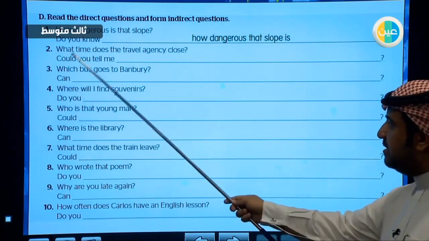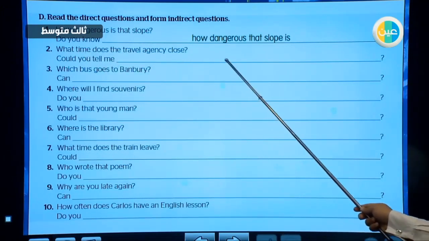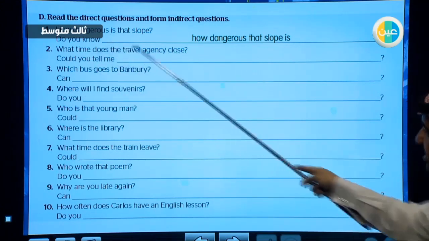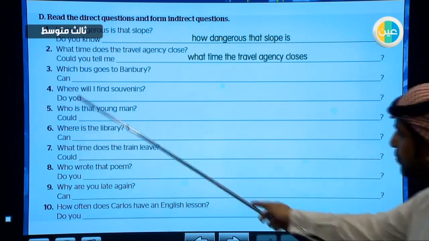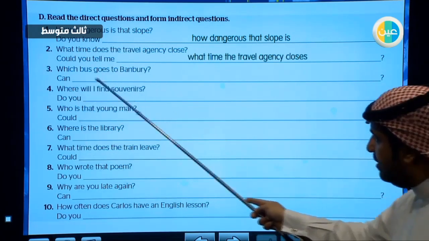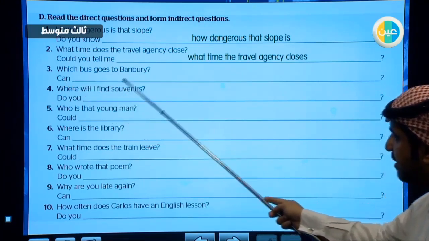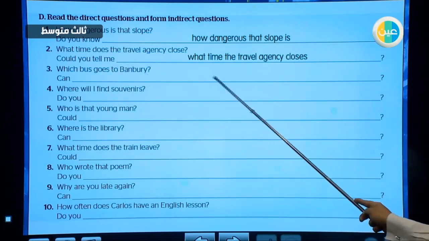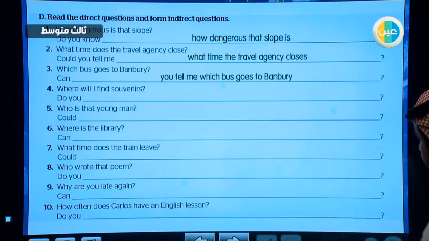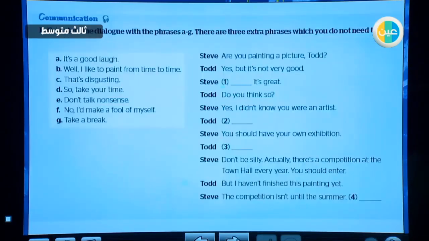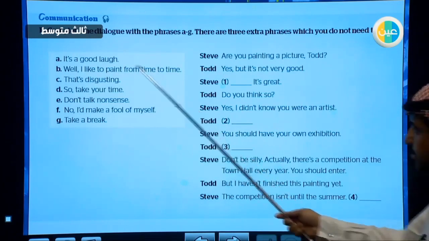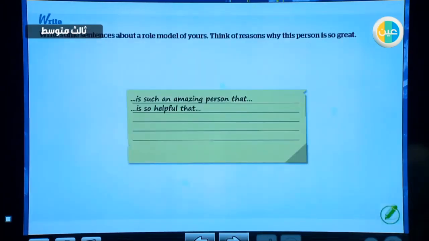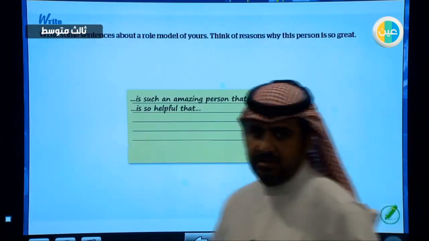Yes. What time does the travel agency close? Could you tell me what time the travel agency closes? We remove the auxiliary right here. Yes. Which bus goes to Banbury? Here, can you tell me or can you let me know which bus goes to Banbury? Excellent. Do the rest by yourself. And you may also match these sentences with the dialogue right here and do the speaking activity and the writing activity.